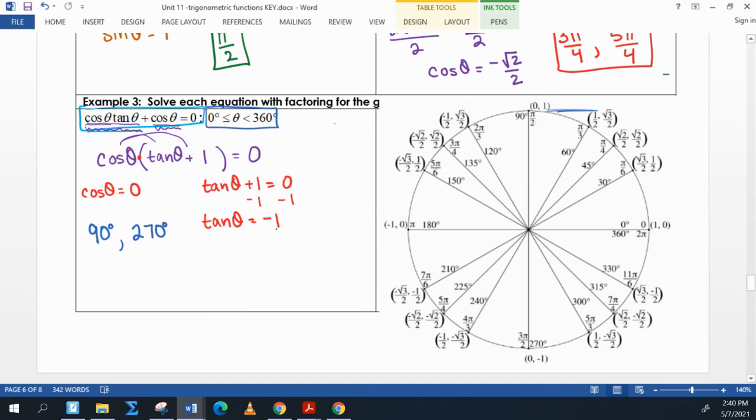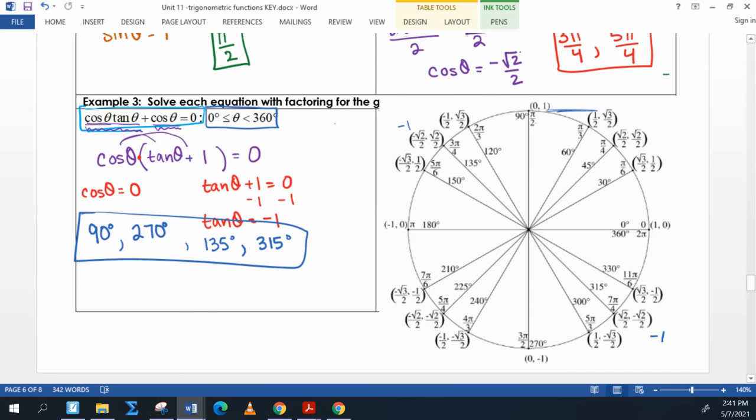And then also look for where your tangent is a -1. Again, hopefully you have these tangents written down. I'm not going to write them all down here, but there's a -1 right here for your tangent at 135. So 135. And then there's also another -1 over here at 315. So this one has 4 answers. There's 4 angles that have either the cosine of theta being 0 or the tangent of theta being -1.